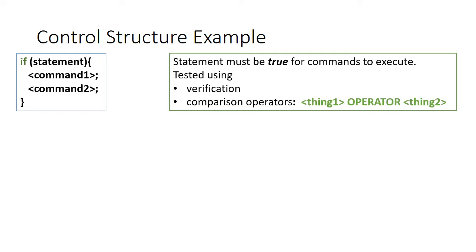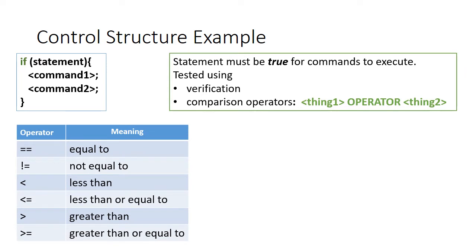So the first thing that has to happen is that the statement has to be evaluated to determine its veracity. It's either verified or a comparison is performed. The comparison that's performed is determined by the operator. Here is a list of operators that can be used within the Arduino language.